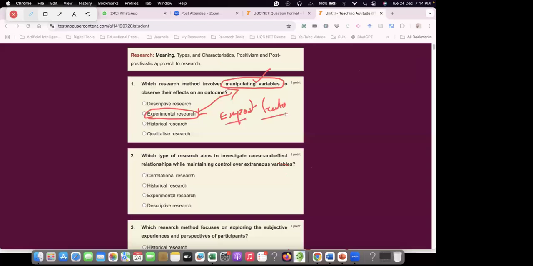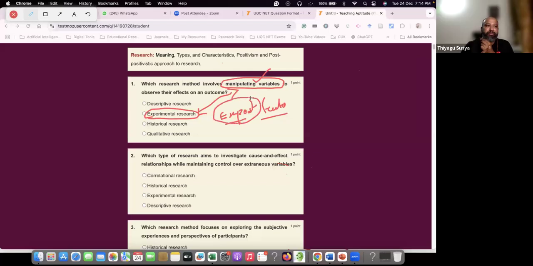In ex post facto research, we cannot manipulate the variables. What is done is done. The independent variable, we cannot have any kind of control over it to be manipulated. So here it is already done. The independent variable is already done. We cannot do any kind of manipulation.